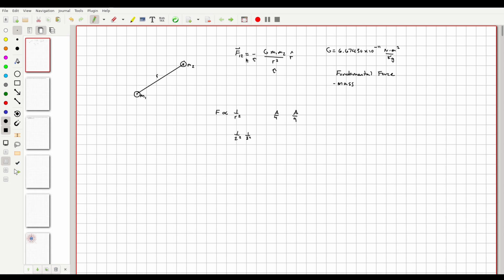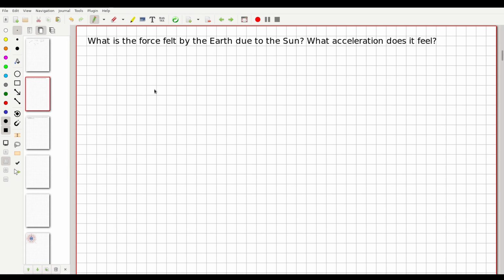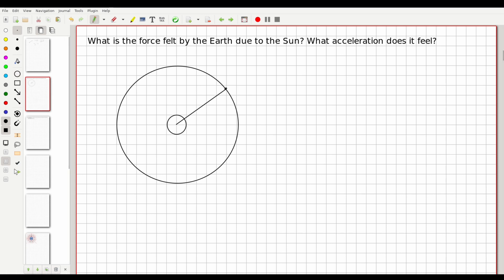Okay? Now, that said, let's just do some simple examples to get a feel for how this force works. And here's one right here. What is the force felt by the Earth due to the sun, and what acceleration does it feel, specifically in its orbit? So if we draw a picture here, here is the orbit of the Earth around the sun. And maybe here is the sun in the center of the orbit. And the distance from the sun to the Earth right here is given to us by r.